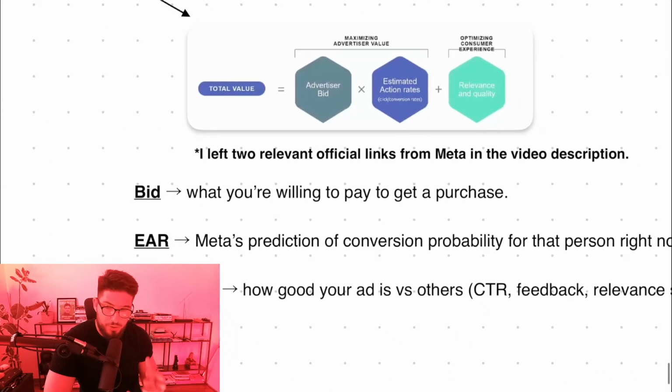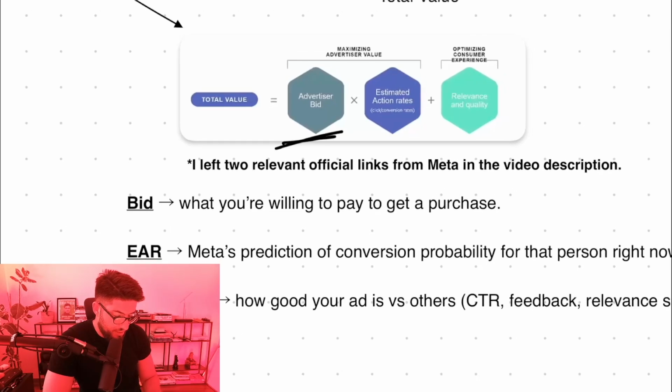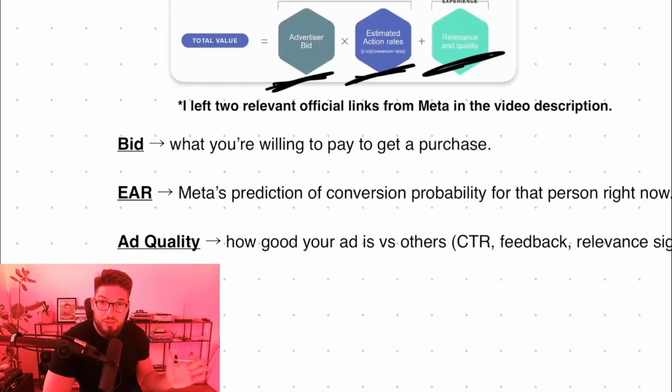But basically, 3 points in this formula that you need to understand. First one is the bid multiplied by the estimated action rate plus relevance and quality. What is this? The bid is basically what you're willing to pay to get a purchase. If you do automatic bidding, which is 90% of you, guys, Facebook's going to determine how much you bid. If you do manual bidding, bid cap, cost cap, maybe max value, it's going to be different.